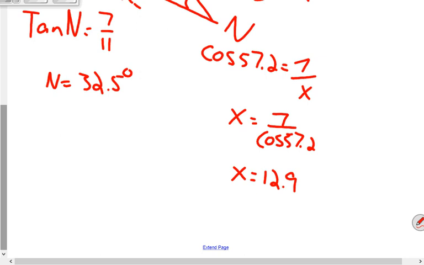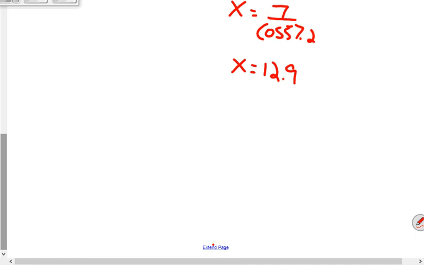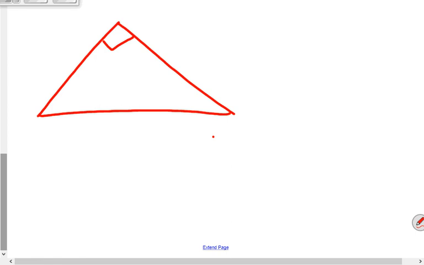Okay, so let's try another one now. So this time we're being given 2 sides. Example 2. You're given an angle and a side. So this angle is 39 degrees. And the side opposite of it is 9 centimeters.